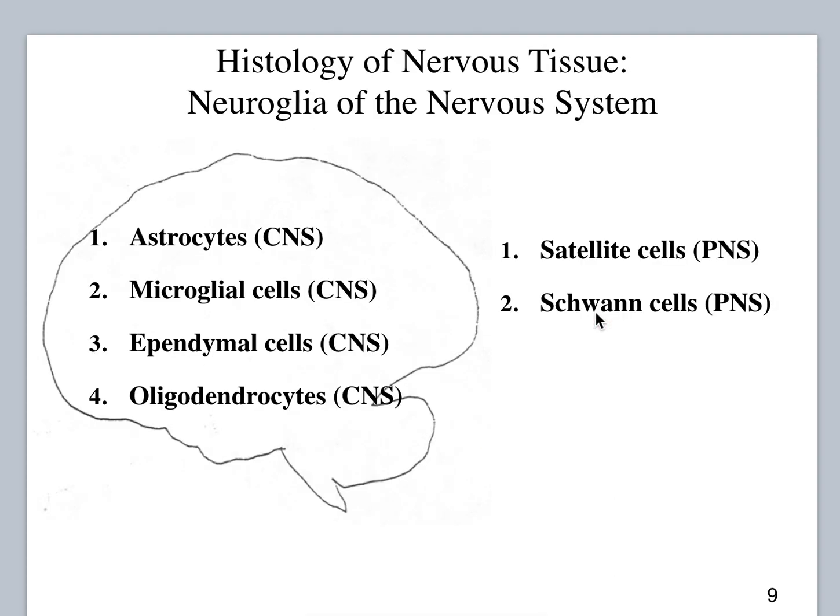We'll look at some of the neuroglial cells. In the central nervous system, there's 4 neuroglial cells: astrocytes, microglial cells, ependymal cells, and oligodendrocytes. In the peripheral nervous system, there's only 2 neuroglial cells: there's satellite cells and Schwann cells. Let's look at these.